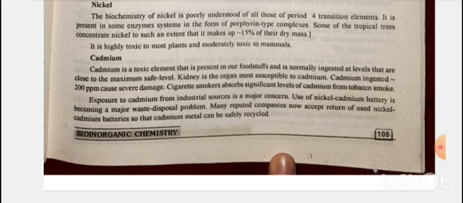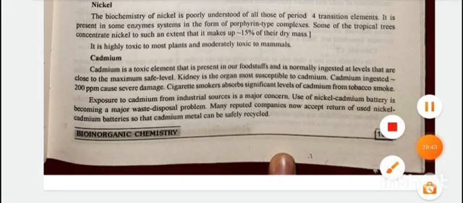Cigarette smokers absorb significant levels of cadmium from tobacco smoke. Exposure to cadmium from industrial sources is a major concern. Use of nickel cadmium batteries is becoming a major waste disposal problem. Many reputed companies now accept return of used nickel cadmium batteries so that cadmium metal can be safely recycled.